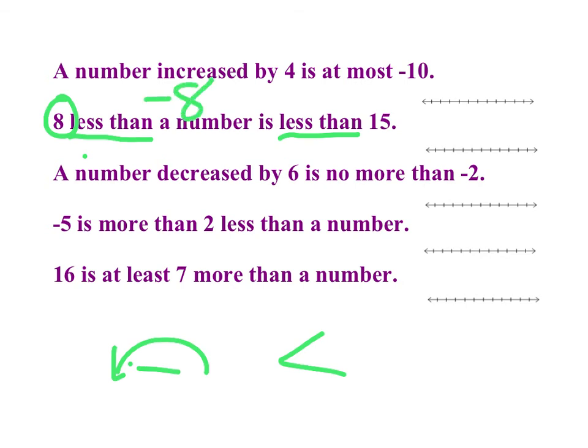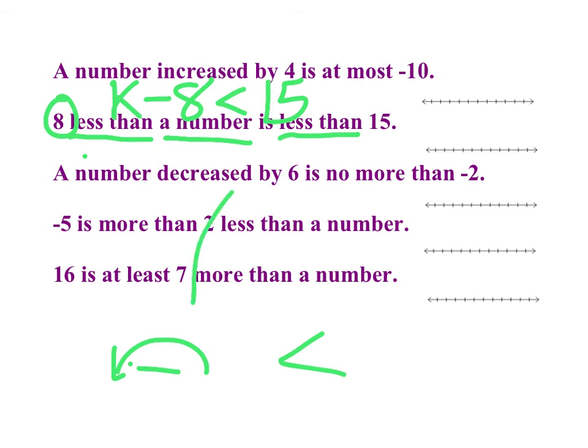So I'm subtracting 8 from something. What am I subtracting it from? A number. Don't know, so I call it a variable, K. So what I just represented was 8 less than a number. That'd be K minus 8. Is less than 15. This time they didn't tell us how much less than 15. I just know it's less than 15. So I have now a problem. K minus 8 is less than 15.